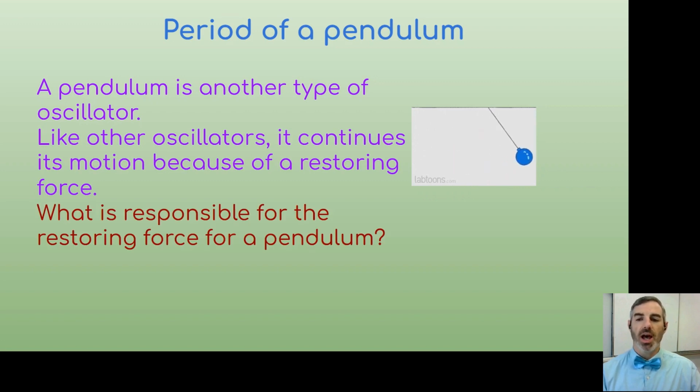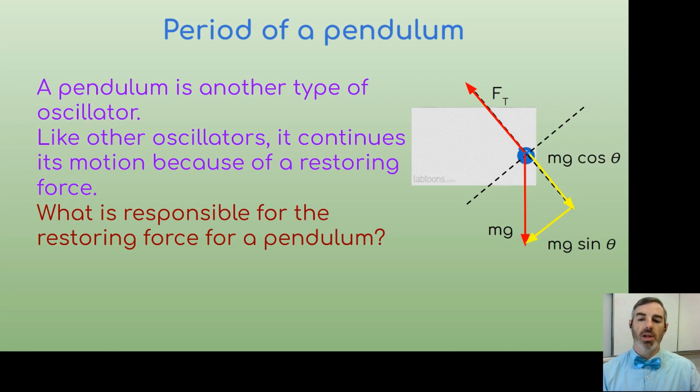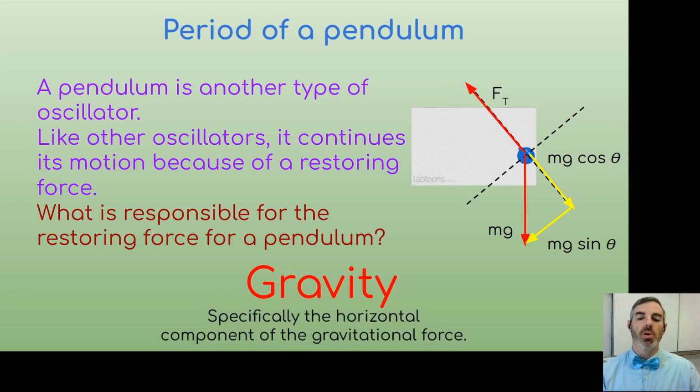If we stop it at its highest point and draw a free body diagram, much like we did with the spring oscillator, we're going to draw the y-axis along the string, and then we have the x-axis perpendicular. We have a tension force and a gravitational force drawn, and the gravitational force is going to have y and x components. What is responsible for the restoring force? Well, that is gravity. The gravitational force is what causes the restoring force, and specifically the horizontal component of gravity.